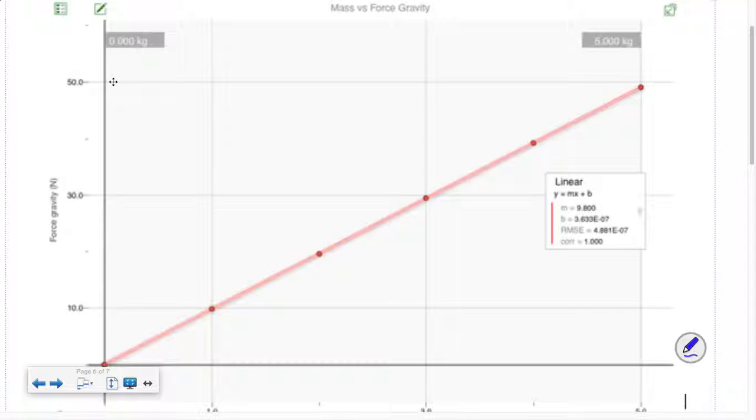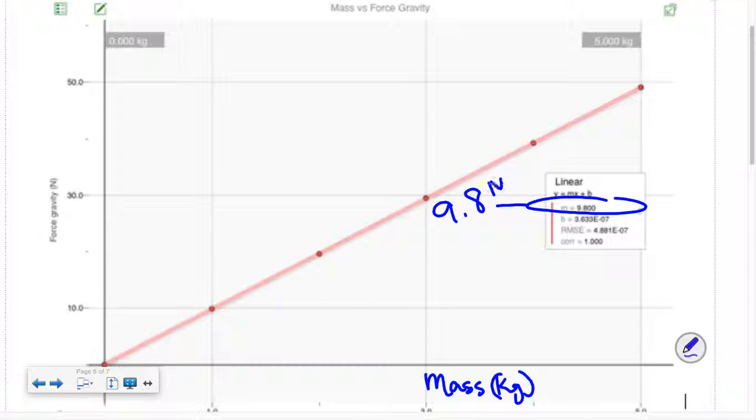What I've done is I have just captured a screenshot of force of gravity versus mass. The mass is down here and the mass is in kilograms. And as we can see, as the mass goes up, force of gravity goes up. And specifically, I know that's hard to see, but the slope of the line is 9.8 newtons per kilogram. So therefore, what planet am I on? I am definitely on Earth because that is the gravitational field strength on Earth.